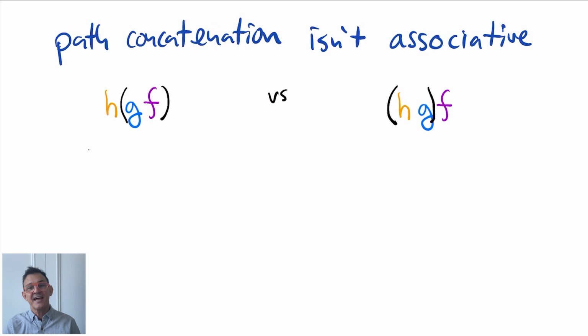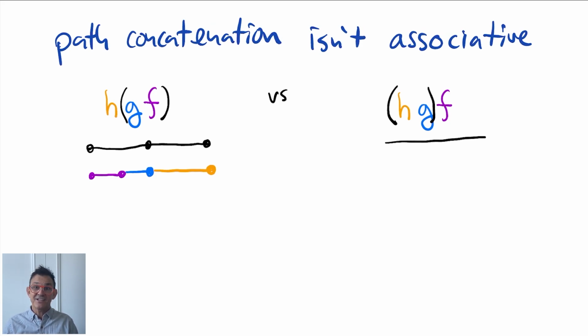Compare h concatenated with gf to hg concatenated with f. The concatenation of h with gf is the path defined by doing gf on the interval 0 to 1/2 and then doing h on the interval 1/2 to 1, which means you do f for 1/4 time, g for 1/4 time, and then h for half the time. On the other hand, hg concatenated with f is the path that does f for half the time, followed by hg for half the time, resulting in doing f for half the time, g for 1/4 of the time, and h for 1/4 of the time.